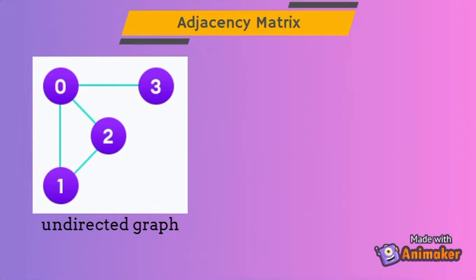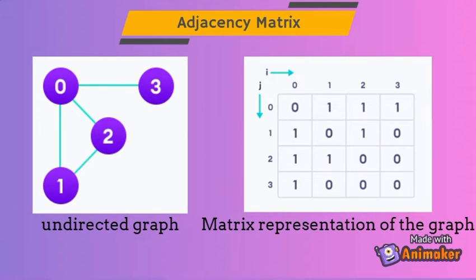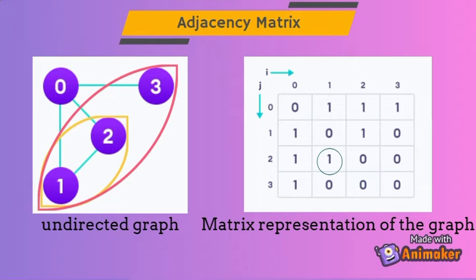Undirected graph. Matrix representation of the graph. If there is a path from i to j, then the value of Aij is 1, otherwise it's 0. For instance, there is a path from vertex 1 to vertex 2, so A12 is 1, and there is no path from vertex 1 to 3, so A13 is 0. In case of undirected graphs, the matrix is symmetric about the diagonal because for every edge i, j, there is also an edge j, i.